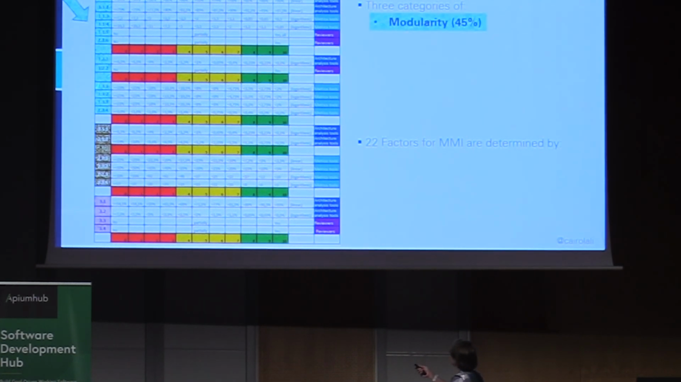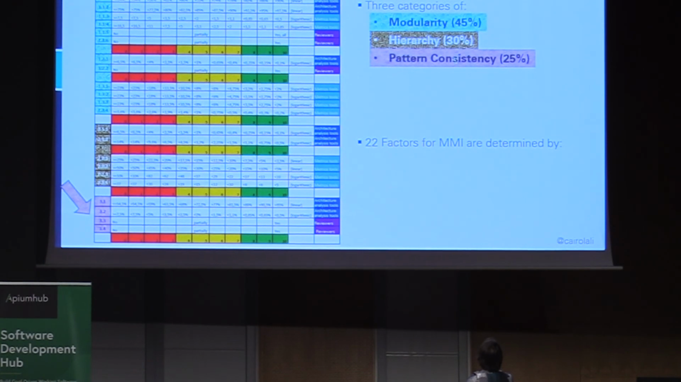So there is modularity. These are for modularity. Those are for hierarchies. And those are for pattern consistency. And they have a different percentage of value on the result in the Modularity Maturity Index. And how do we get them?